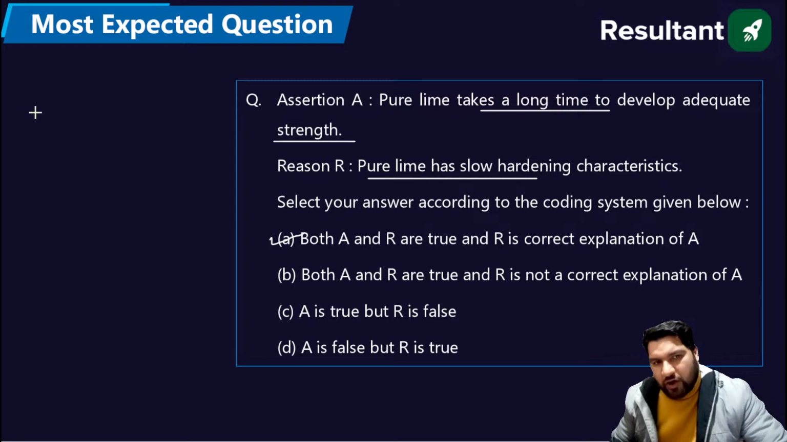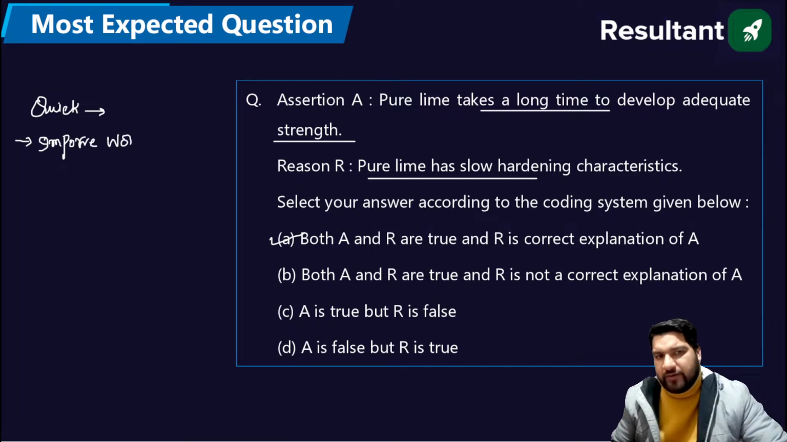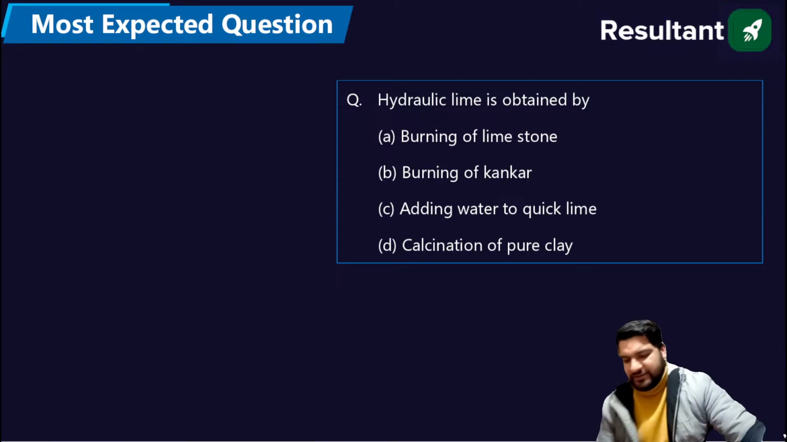Guys, if we talk of quicklime or pure lime, one of its major properties is that it improves the workability. Remember this, it improves the workability of the concrete. So the right answer is A. Next question for you.